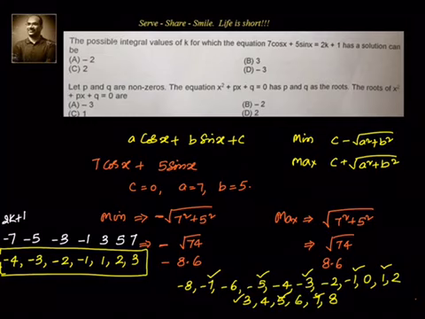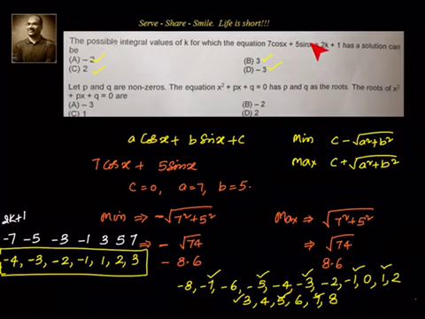Now let's look at our options. Minus 2 is present, so tick mark. 2 is present, tick mark. 3 is present, tick mark, minus 3 is present. So this is one problem where all the options are correct. So let us see how we have solved this problem.